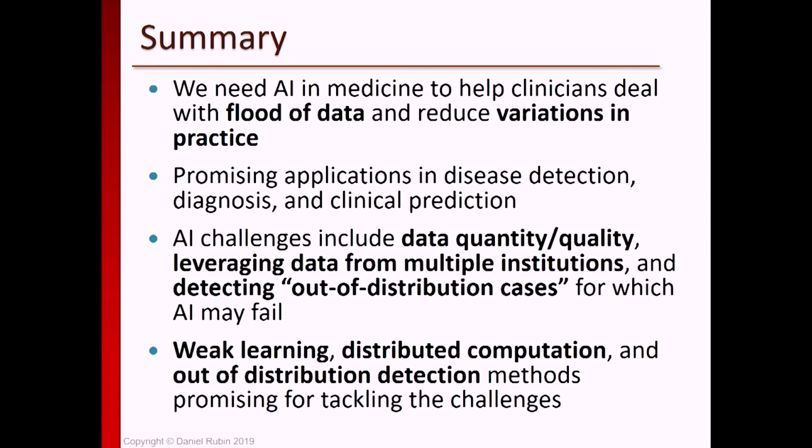So in summary, the motivation is a lot of images, a lot of data. There's variation in practice, so we need computer help. Promising applications, I talked about a few in detecting disease, diagnosing, and clinical prediction. But there are some challenges related to having enough data to train a robust model, trying to bring data from many institutions together, and detecting out-of-distribution cases. And some of the techniques for overcoming these challenges are applying weak learning to leverage a large amount of unannotated data with weak labels, distributed computation or federated learning to tap into multi-institutional data without requiring data aggregation or sharing, and detecting out-of-distribution cases to alert the clinician if an algorithm might go off the rails.